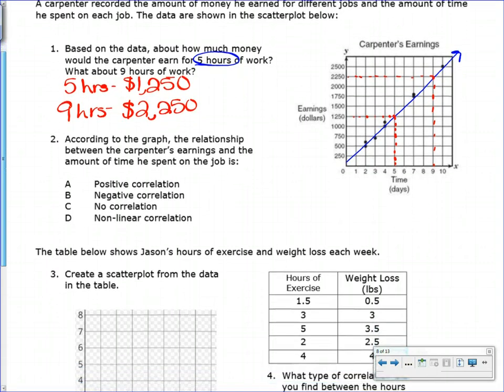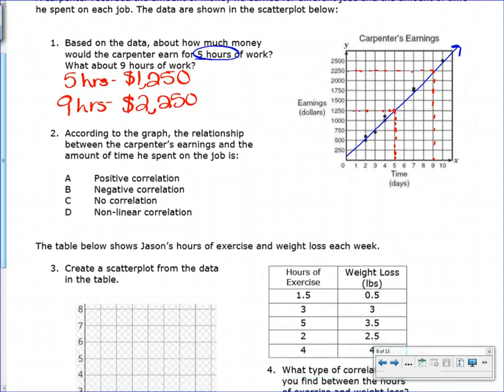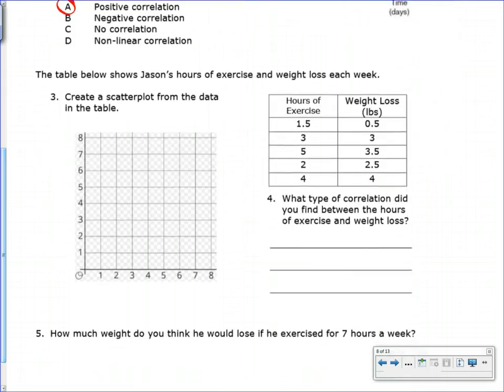Number 2, according to the graph, the relationship between the carpenter's earnings and the amount of time he spent on the job is a positive correlation. As one variable goes up, so does the other. Number 3. Create a scatter plot from the data in the table.